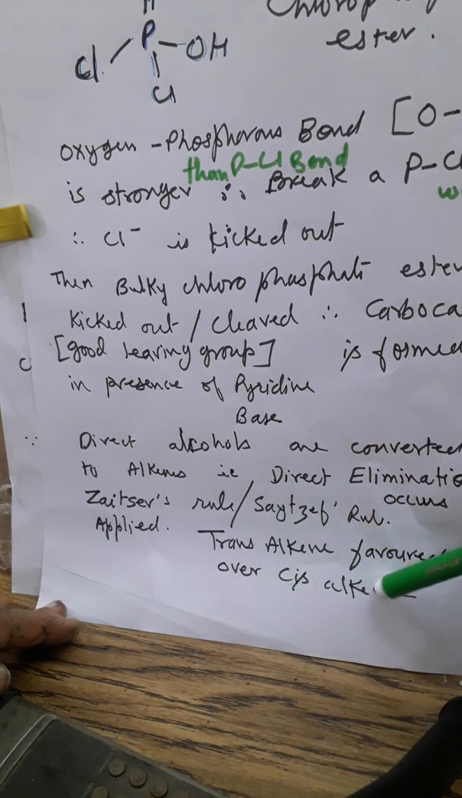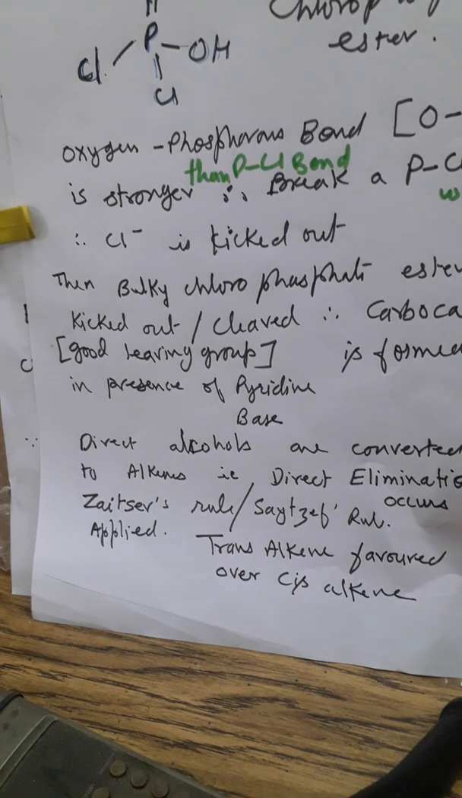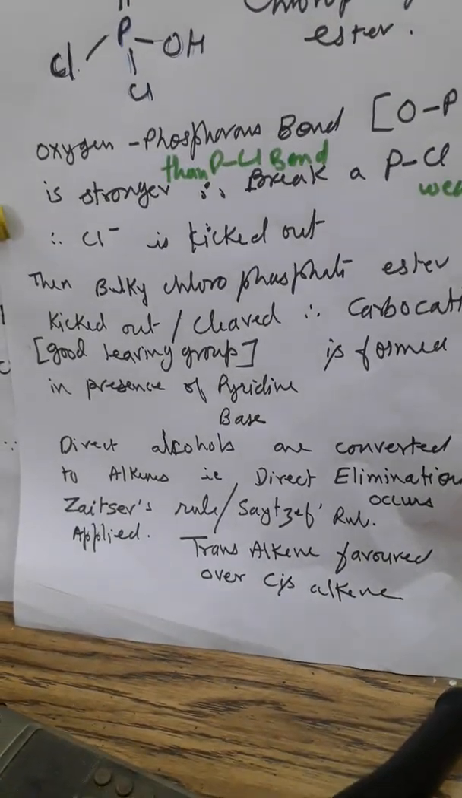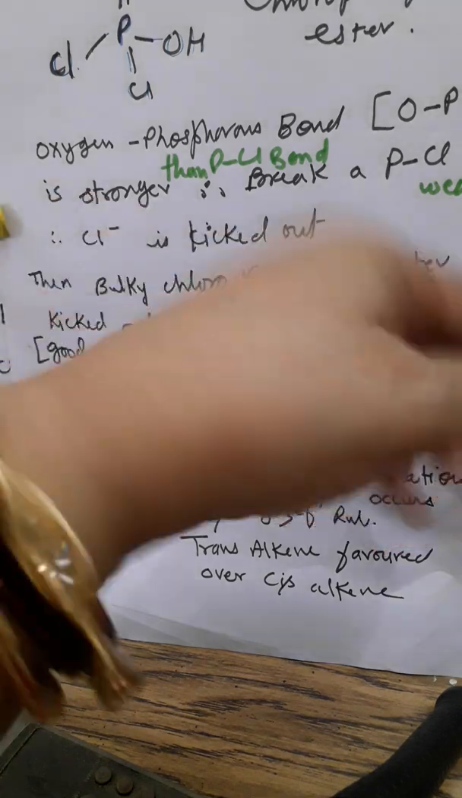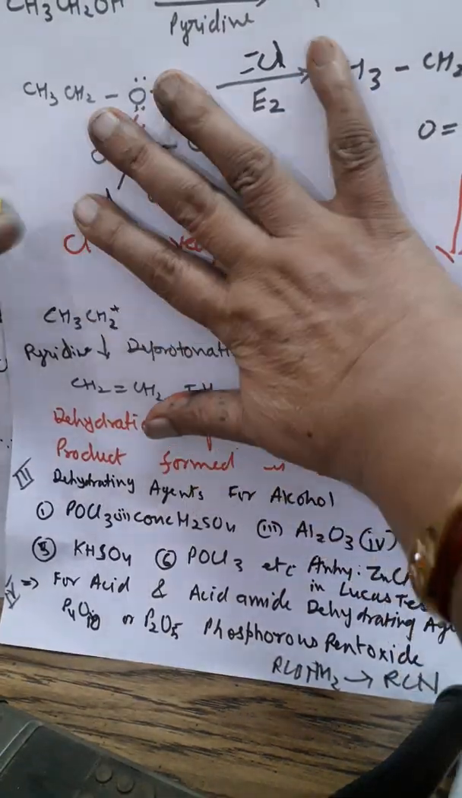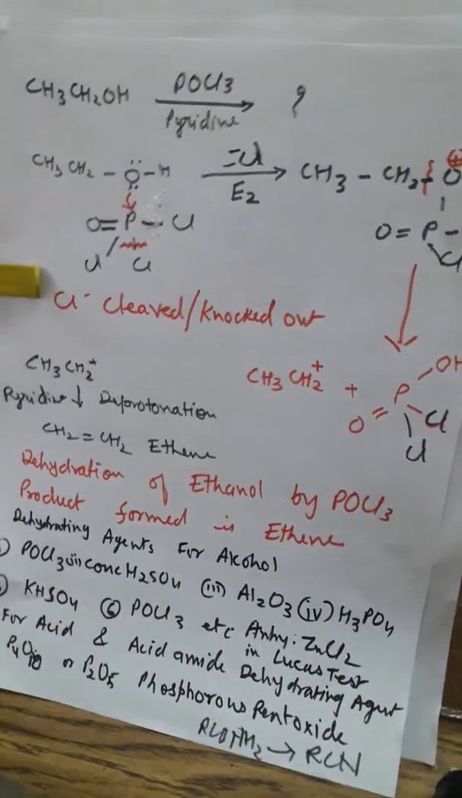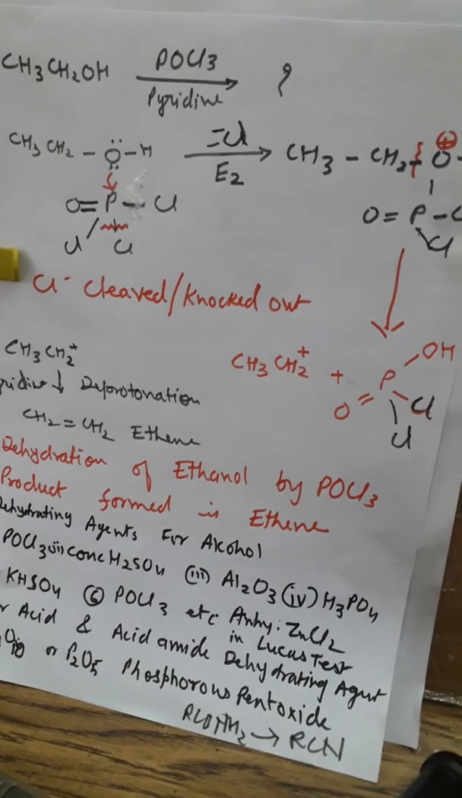So directly alcohols are converted into alkene in this case, and according to Saytzeff's rule it always occurs, and trans alkene is preferred over cis alkene. Sometimes in MCQ they give cis 2-butene or trans 2-butene, this type of question they will ask. At that moment you have to select trans, because trans is the major product in this case. Now we'll go for another question. Write this on yourself, CH3CH2OH, POCl3. I think you are an expert now.